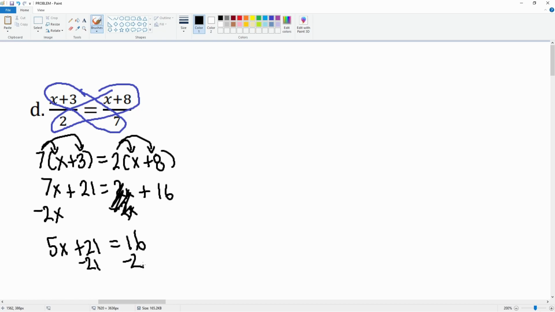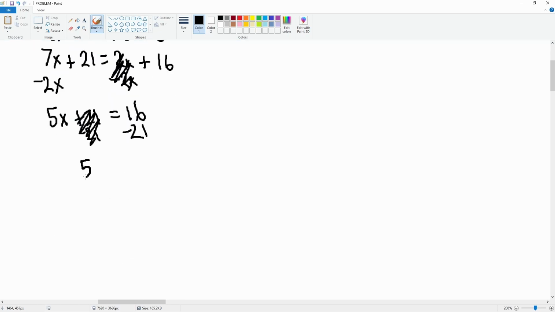Minus 21 from both sides. This does cancel, leaving you with 5x is equal to 16 minus 21, which is negative 5. Divide by 5 from both sides. This cancels out, leaving you with x is equal to negative 1.